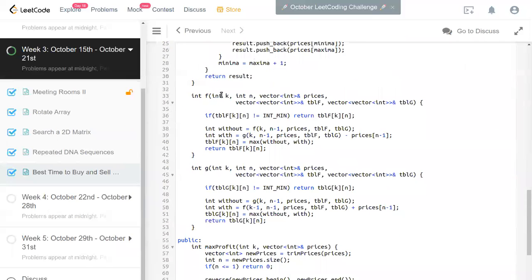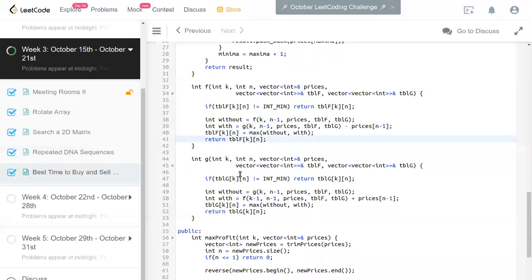So function f has k comma n. And if it is already solved, I'm going to return, because this is how memoization works. Otherwise, I need to explore the with and without path. So without path is going to be f of k comma n minus 1, right? And with path is g of k comma n minus 1 minus the prices of that day, which is at the n minus 1th location because it is zero-based index. Now I'm going to take the max of these two because I'm maximizing, store it in the table, and return from the table. So this is memoization, simple, right?